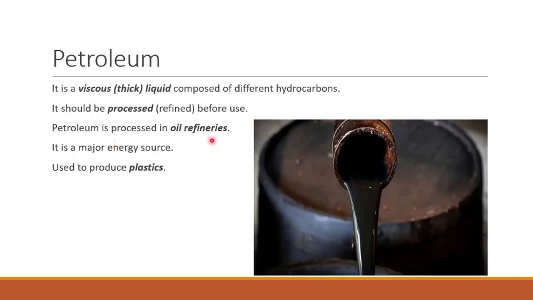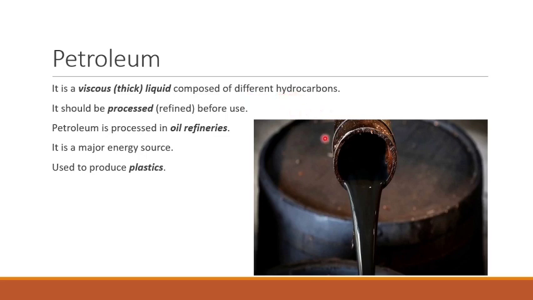Petroleum, and when we say petroleum, we do not mean the fuel which we use in our cars. Petroleum is the mixture which we extract from underground wells. It is a viscous or thick liquid. So it is a thick liquid. It has many different hydrocarbons in it. So it is not made of only one compound. It has many different compounds in it, hydrocarbons.